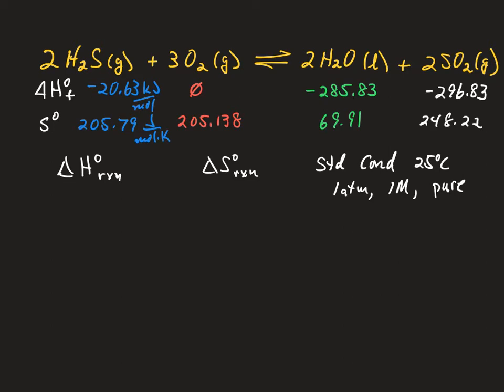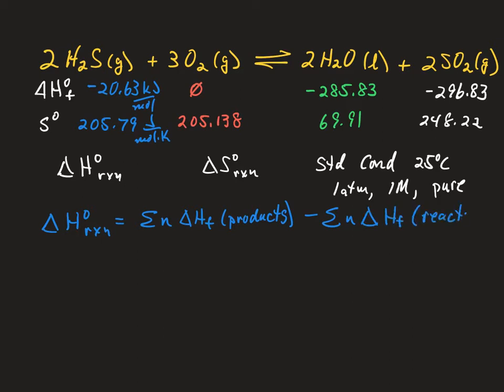And so we can use Hess's law to determine the standard enthalpy change. So delta H0 for our reaction is going to be equal to the sum of n times the heats of formation for the products, minus the sum of n times the heats of formation of the reactants. We always go products minus reactants.